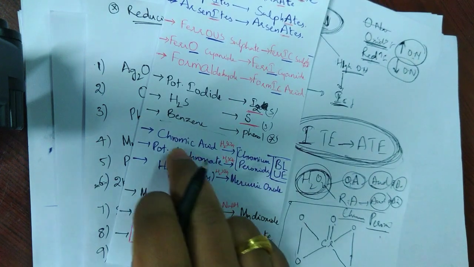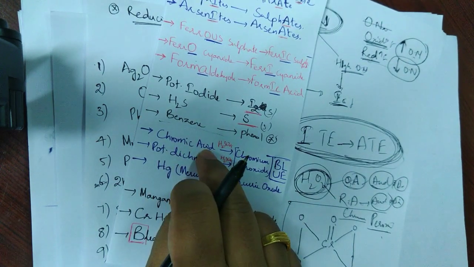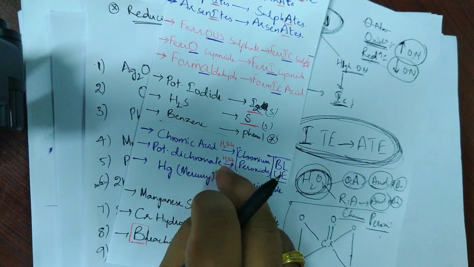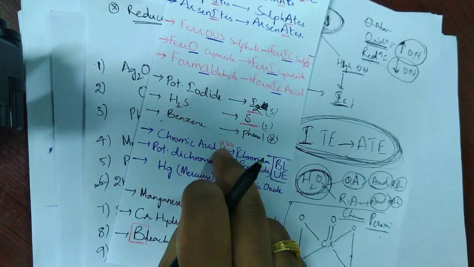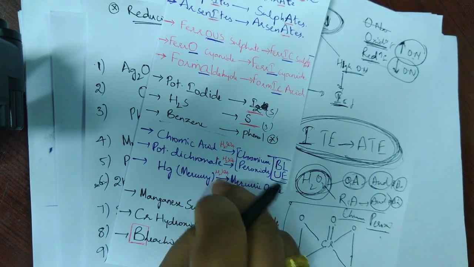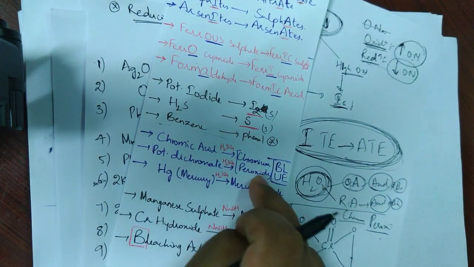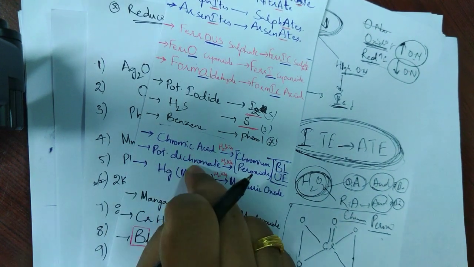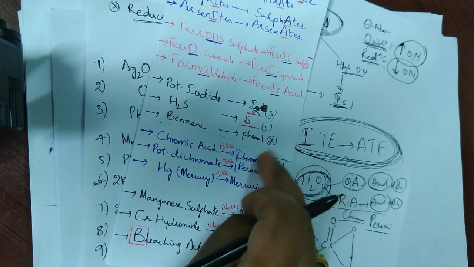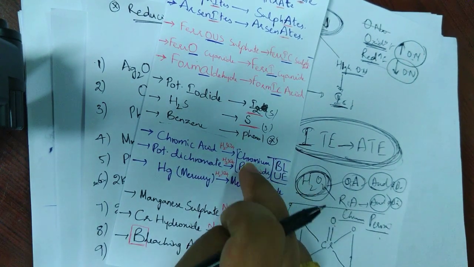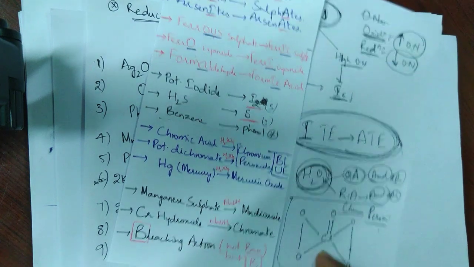Okay, so chromic acid, acidic medium, we are talking about, and undoubtedly common sense says H2SO4 is making us very clear that it is an acidic medium. So chromic acid gives chromium peroxide. Potassium dichromate also gives chromium peroxide, which is blue in color. And what is the shape of that? Butterfly shape.